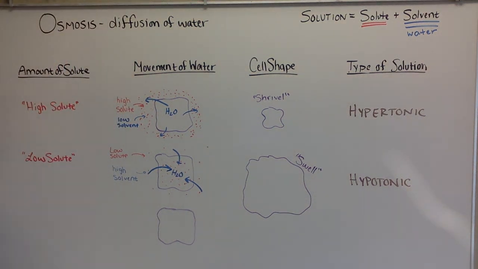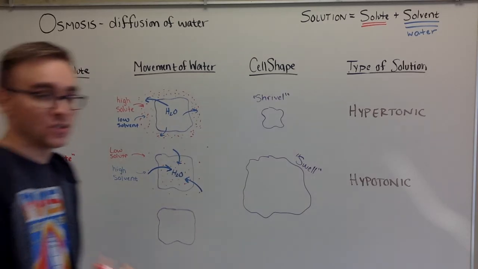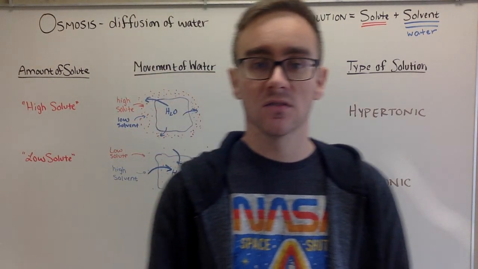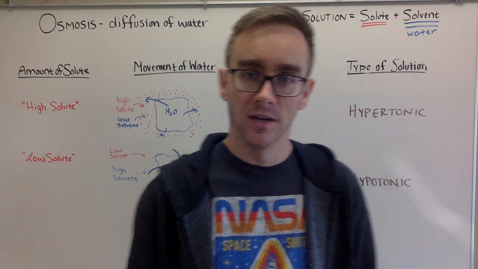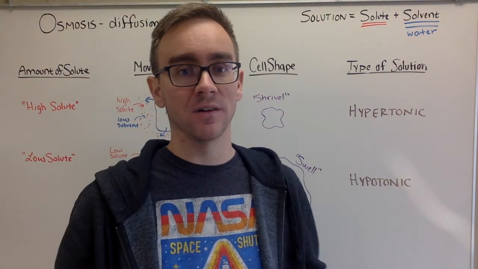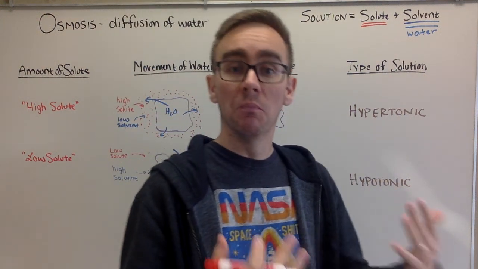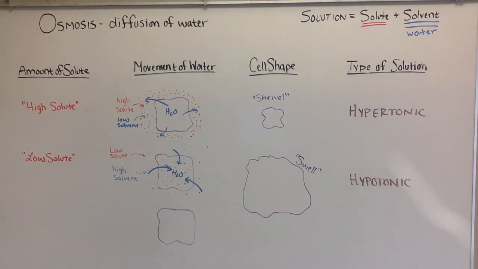All right. Now, this last one here is, what if we have an equal amount? Now, this one is extremely hard to find because things are always changing. Cells are always being put in environments. Their environment around them is constantly changing. But we do have a term for this last one here. If we have high solute, low solute, what about equal solute?